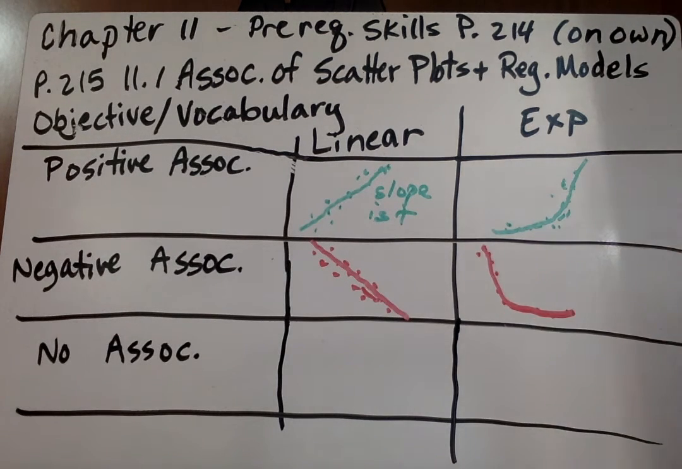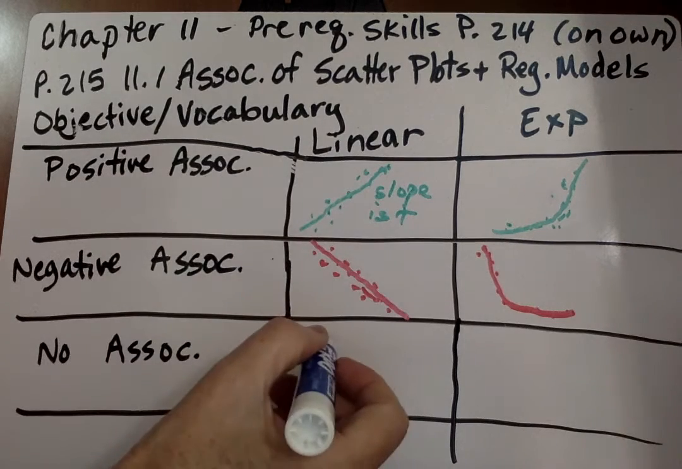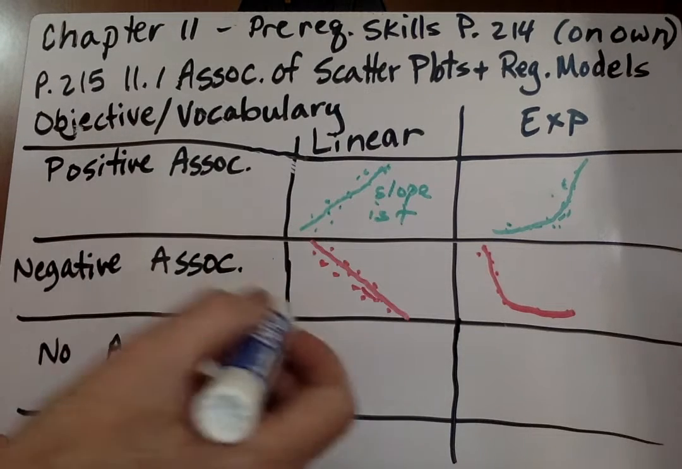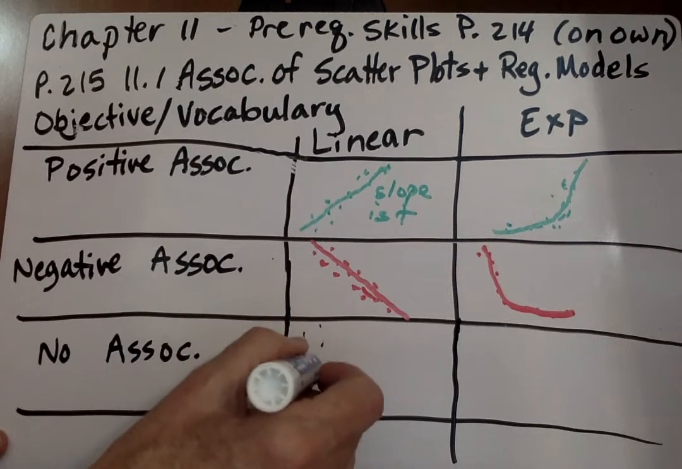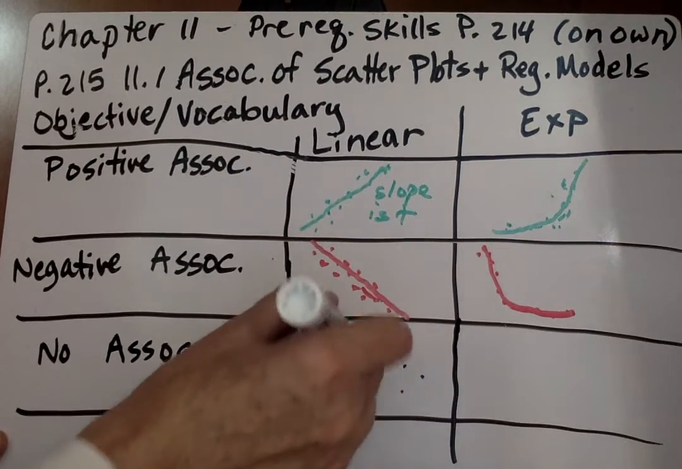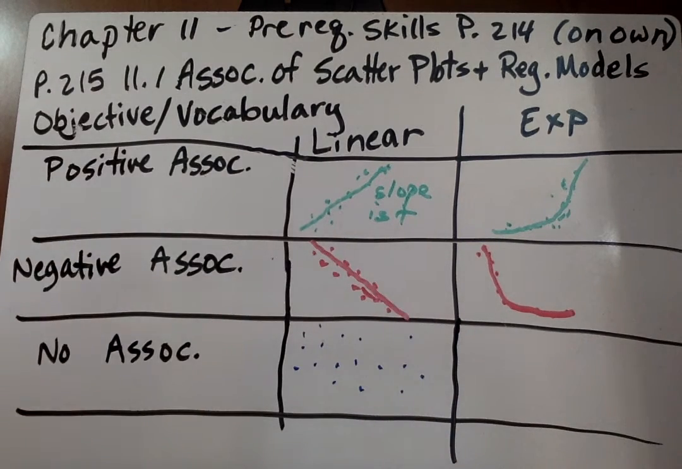Now, a no association is when, like the example here, how tall a person is and the amount of money earned each year. So basically the dots are all over the place, right? So it doesn't matter how tall you are, that will not have any effect on how much money you make. Okay. Next, we're going to go on to page 216 and actually do one of them at the top of the page.